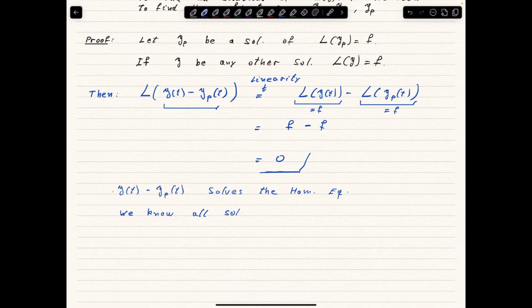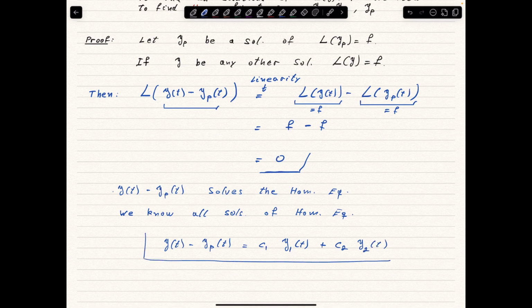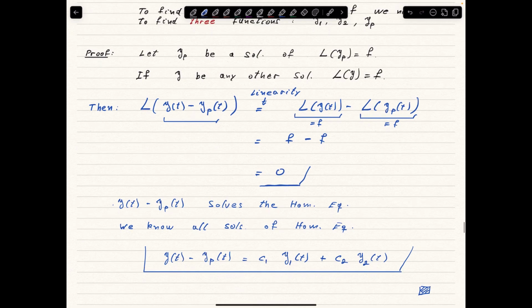All the solutions of the homogeneous equation are linear combinations of y1 and y2. So y of t minus yp of t has to be a linear combination of one fundamental solution of the homogeneous equation plus the other fundamental solution of the homogeneous equation. But this is actually the formula we wanted to show. So that's how simple the proof is.